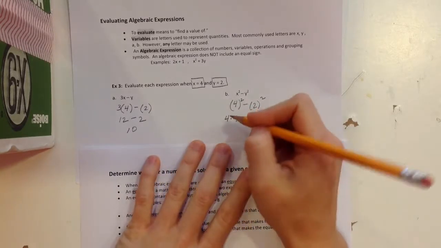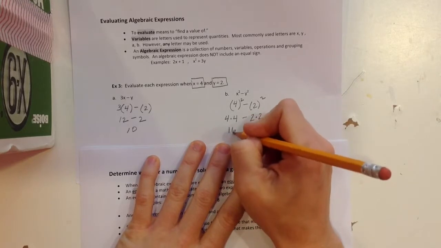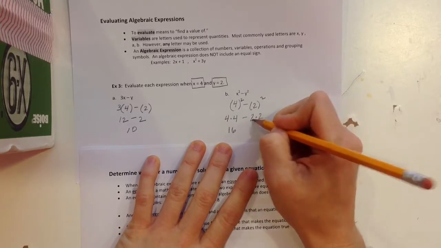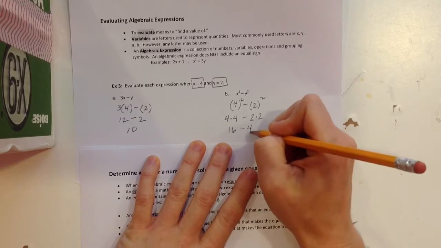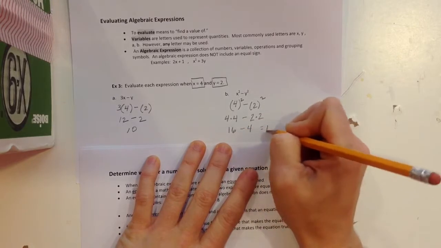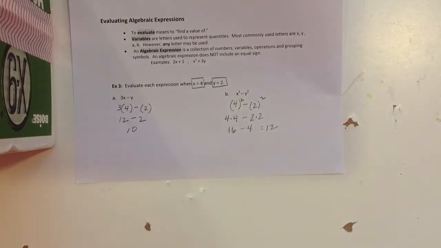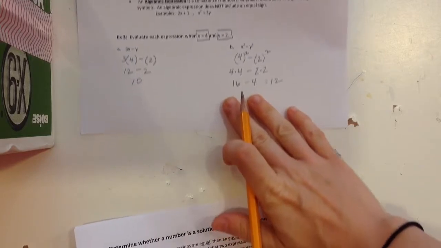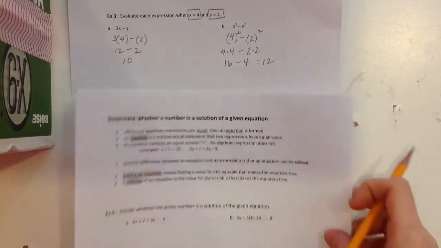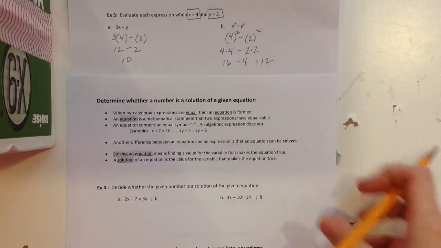But if I have 4 times 4, I have 16. If I have 2 times 2, I have 4. 16 minus 4 is 12. So this is evaluating algebraic expressions. And again, that just means to substitute in numbers for the variables and to simplify.